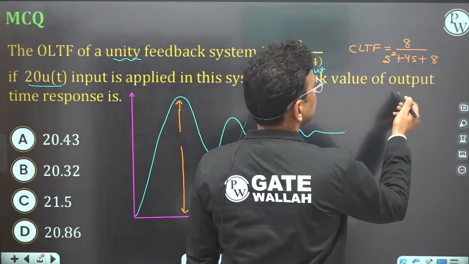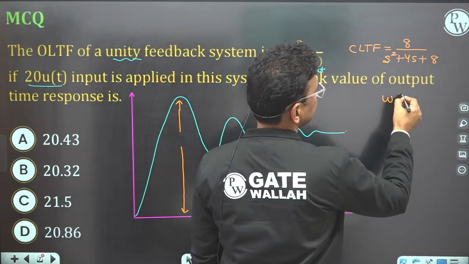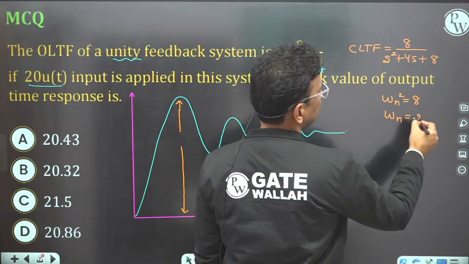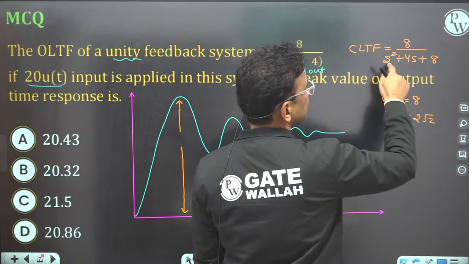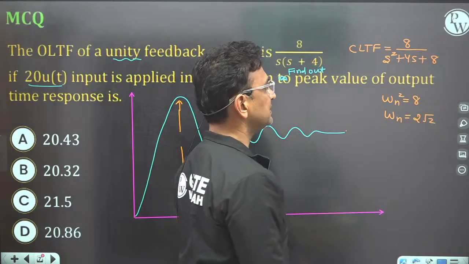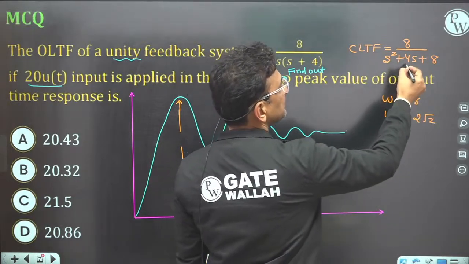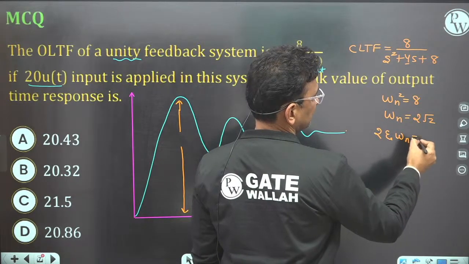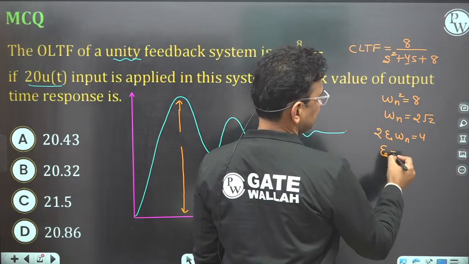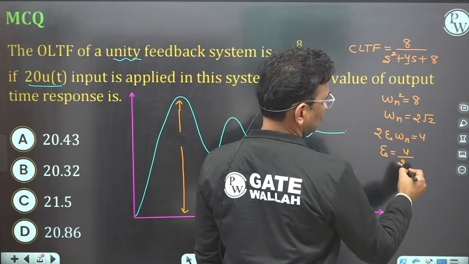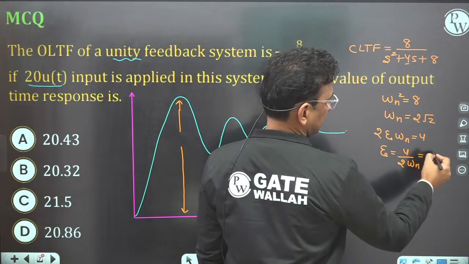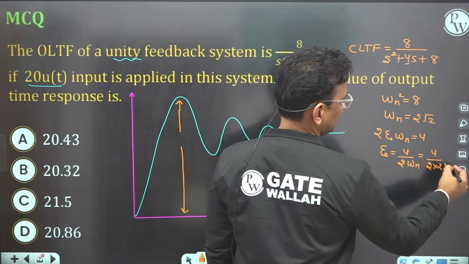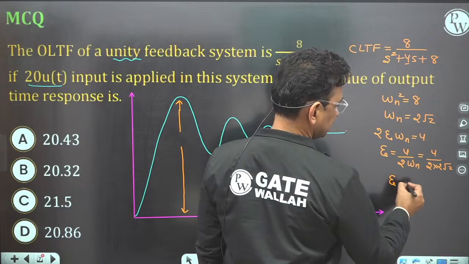Clear? See, here omega n square is 8. That means omega n will be 2 root 2. If I compare this equation with s square plus 2 zeta omega n s plus omega n square, 2 zeta omega n is equivalent to 4. So what will be the value of zeta? 4 upon 2 omega n, which is 4 upon 2 into 2 into root 2. That means zeta is 1 by root 2.